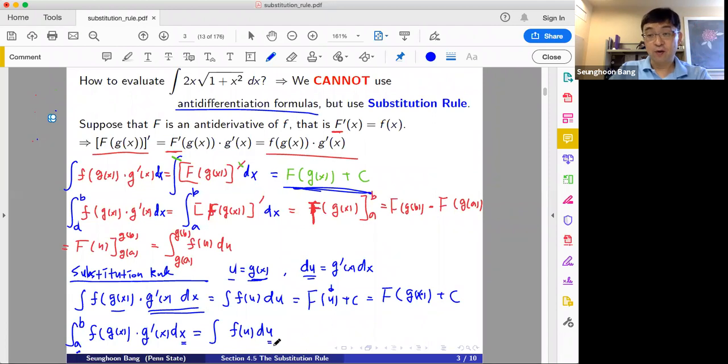How can you change the limits to u values? You can use the relation between u and g of x. You plug a into here, we have g of a. You plug b into here, we have g of b.